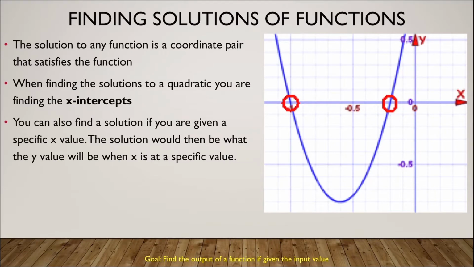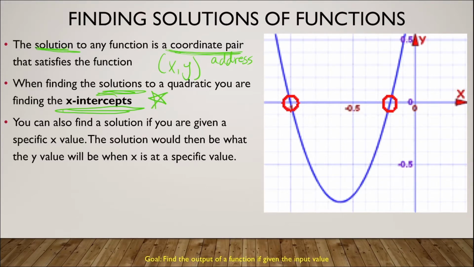Every time we have a solution, we're always going to write it as a coordinate pair. So we talk about solutions as coordinate pairs. That means I should have an x and a y coordinate to go with it. I like to think of this as the address. Where is that point on the graph? What's the address of it? When finding the solutions to a quadratic, we're finding the x-intercepts. So when we're looking for solutions, we're looking for our x-intercepts.